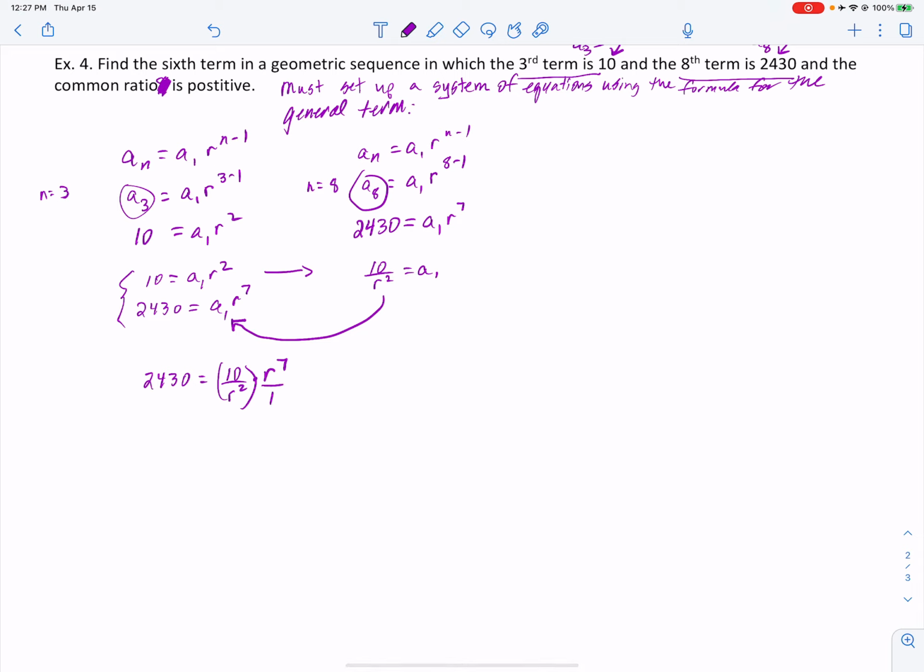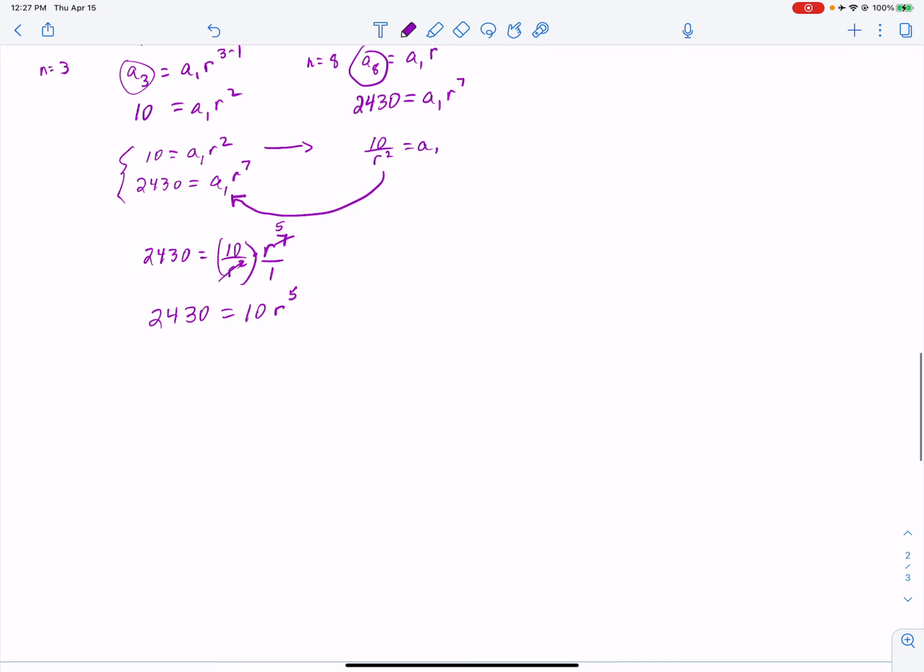And now I can simplify because r squared takes out 2 of those and makes this r to the 5th. And so I have 2430 equals 10r to the 5th. Now I need to solve for r. So divide by 10. You need to isolate the r first, and then take the 5th root of both sides, which will get you r here, and the 5th root of 243 is 3.